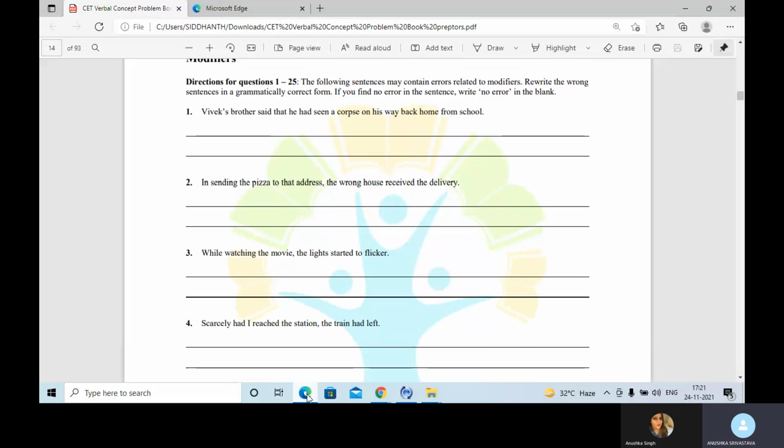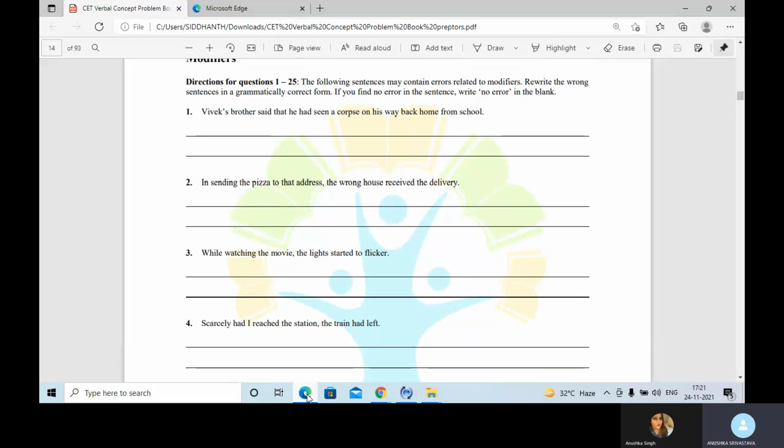Third question is also an example of dangling modifier. While watching the movie, the light started to flicker. Who was watching the movie? So you could say, while we were watching the movie, the light started to flicker. And hence, by adding a subject pronoun we, I have made the sentence correct.